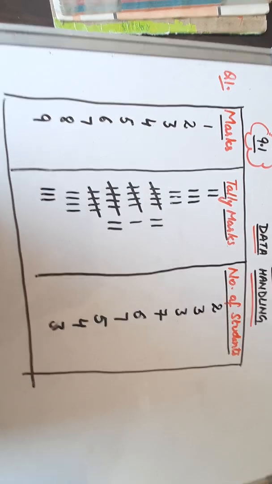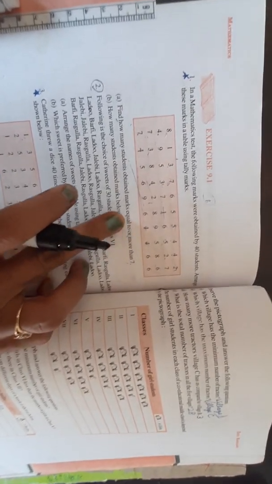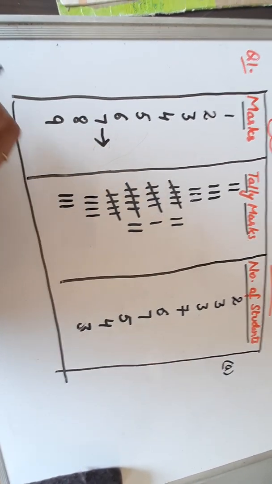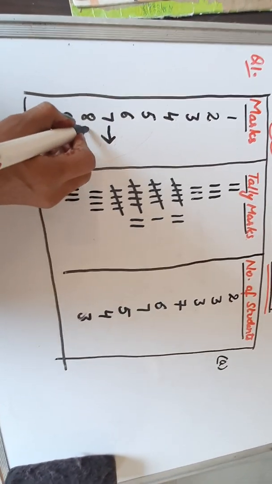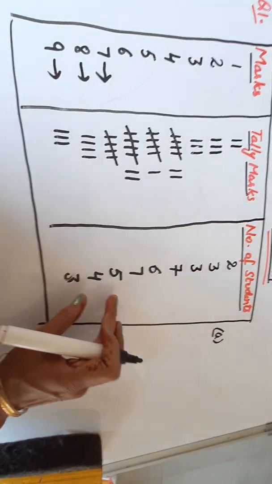Now let us answer the questions asked in this question. In the first part they are asking, find how many students obtained marks equal to or more than 7. कितने ऐसे बच्चे हैं जिनके मार्क्स 7 या 7 से ज़्यादा हैं. Equal to 7 means 7 marks हो, या more than 7 means 8 and 9. तो देख लेते हैं कितने ऐसे बच्चे हैं.